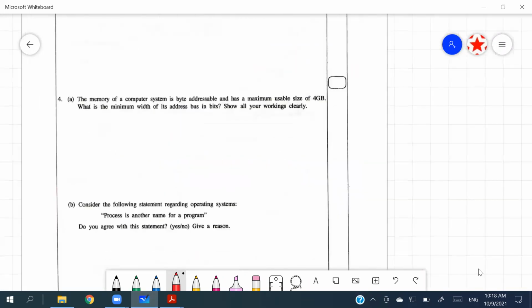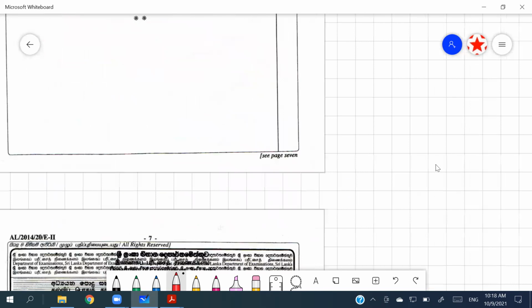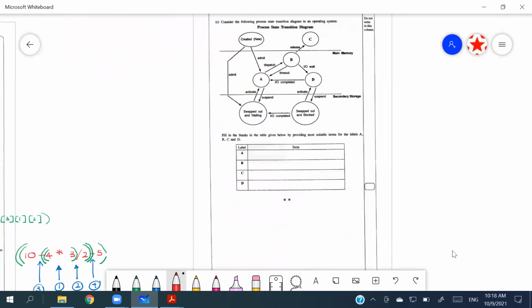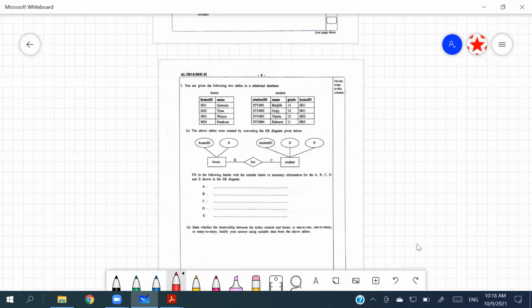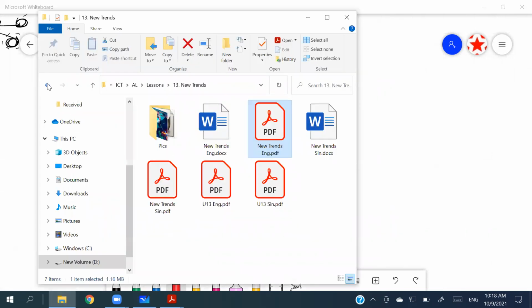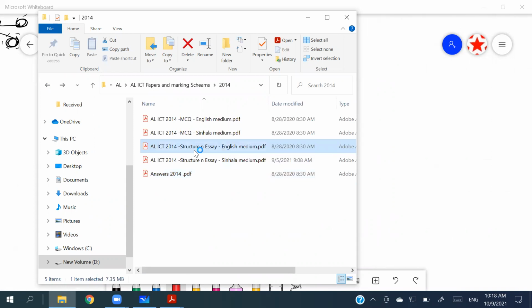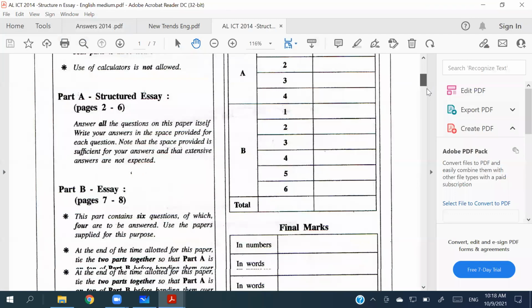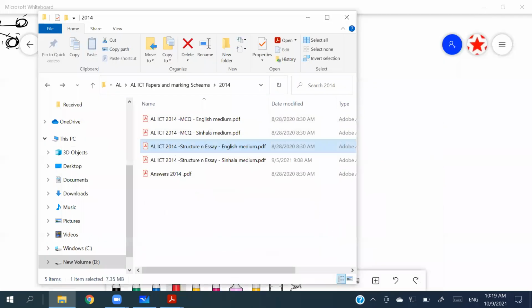Did I miss the second one? Oh, for some reason I lose the second one. Hold on a second, people. Oh, in my paper, they don't have the second one. Never mind, we'll go by the marking scheme, right?